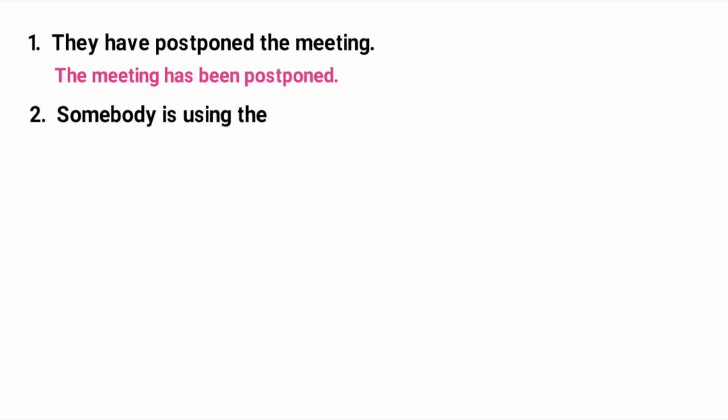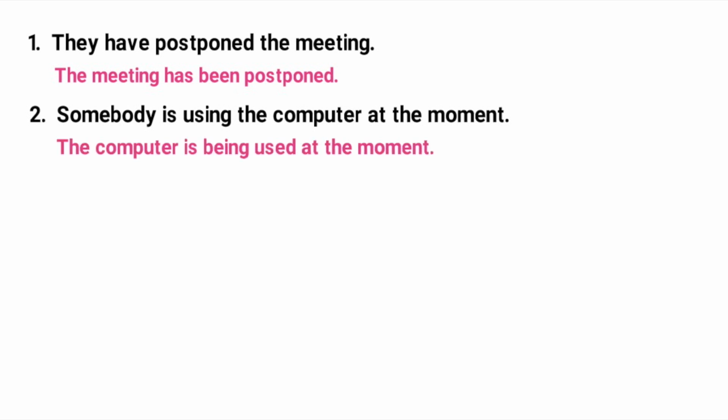Number 2. Somebody is using the computer at the moment. The computer is being used at the moment. This is the present continuous passive form. It is being used by somebody. We don't know who it is. It is not important who it is. It is just important that we can't use the computer. So we use is plus being plus the past participle.